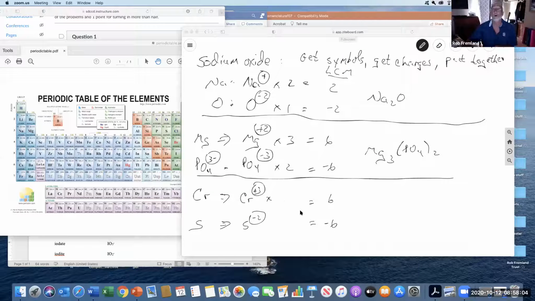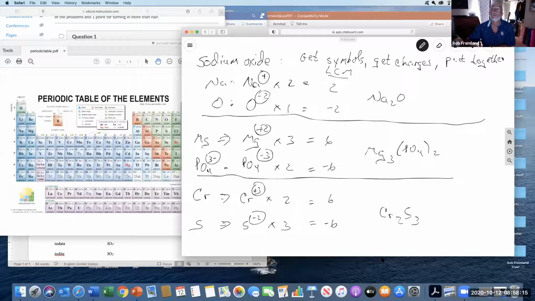All right, so again, the least common multiple, and so I need 2 and 3. So it'll be Cr2S3. All right, let me do a few more.